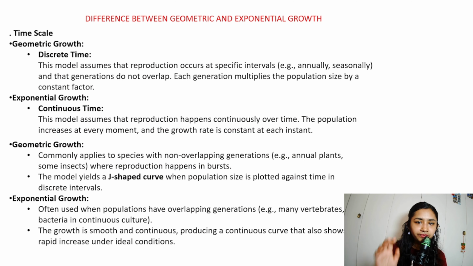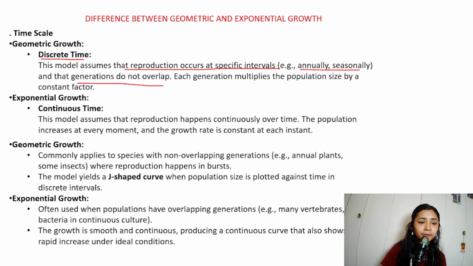Okay. Now the difference between geometric and exponential growth, again, for time scale: geometric growth is discrete time. This model assumes that reproduction occurs at specific intervals, I told you, annually or seasonally, and that generations do not overlap, I told you before. For exponential growth, it is continuous time. The model assumes that reproduction happens continuously over time and the population increases at every moment and the growth rate is constant at each instant.